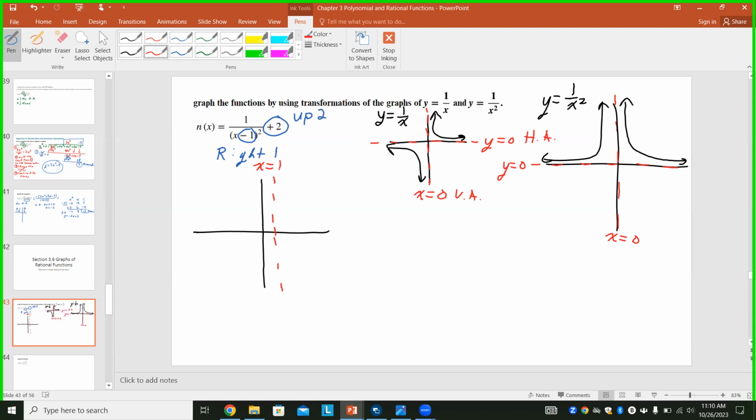You just pay attention to the inside of the function. And then this is up 2, so I'm going to take that horizontal asymptote and go up 2. So it's looking for those asymptotes, and then after that, just put the branches where they go. The branches are going to stay in the same area, just no longer following the x and y axis. So it looks like this.